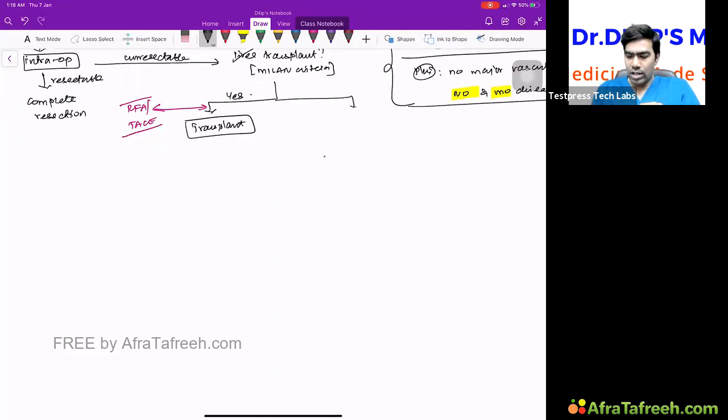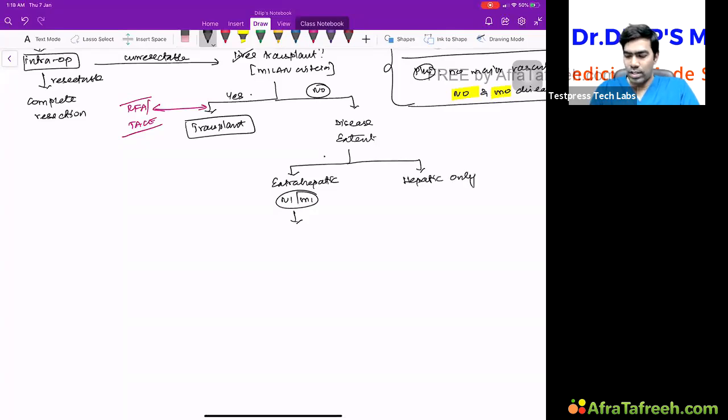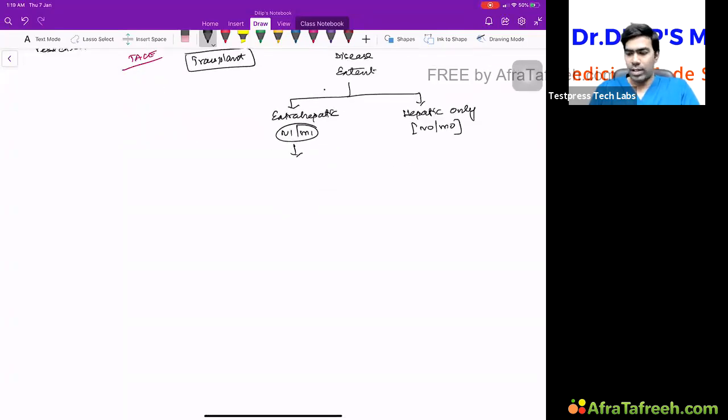Suppose the patient is not a liver transplant candidate, which means Milan's criteria is not fulfilled, then you have to see the disease extent in this setting. If the patient is having extrahepatic disease, which means N1 or M1 disease, that's what I mean by extrahepatic disease. And second, if the patient is having hepatic only disease, or liver only disease, which means N0, M0 disease, that's what I'm talking about. What will you do in this setting, liver only disease?